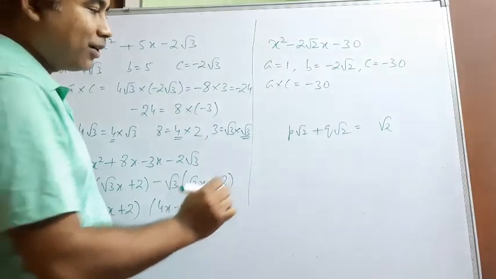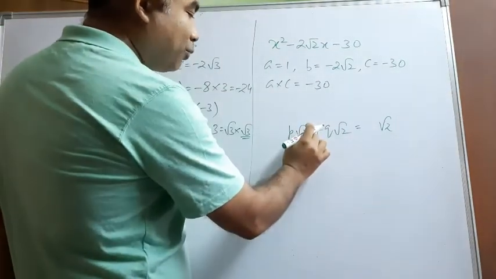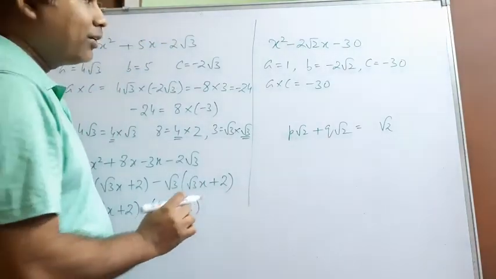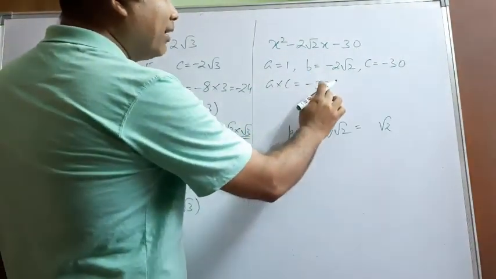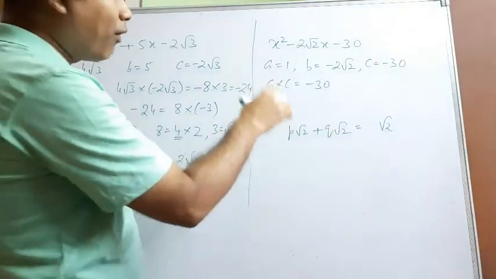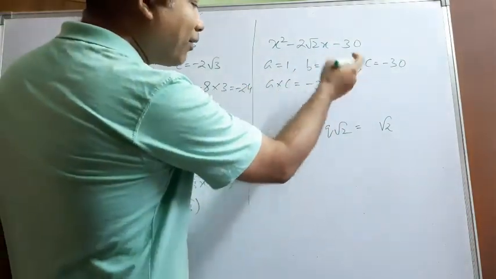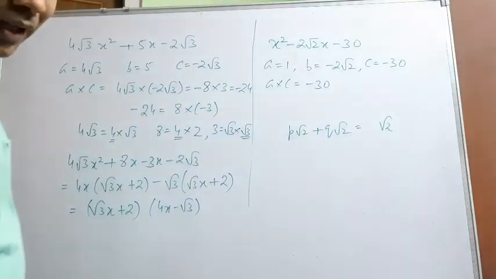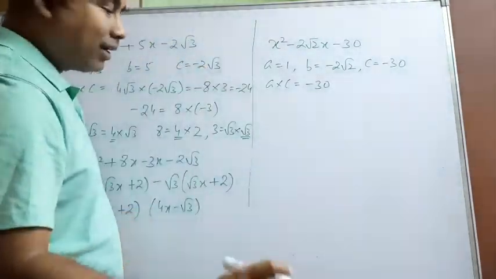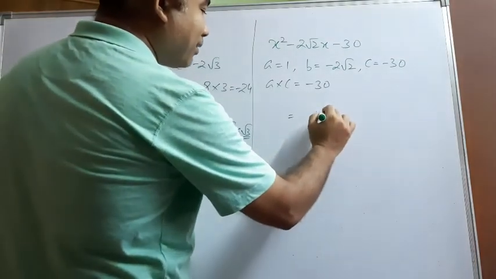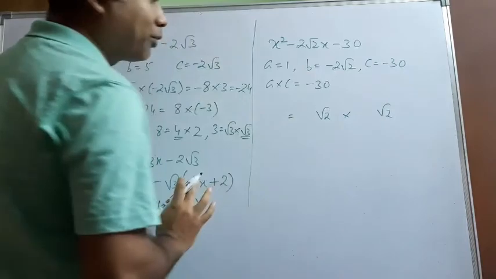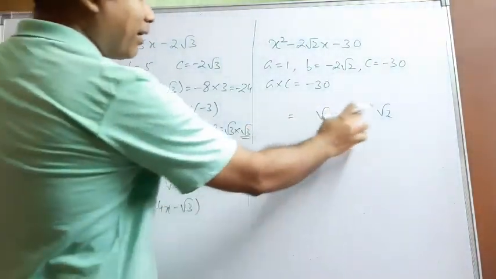Yes, clear? So if two numbers have 2 under root, then in their sum you can get 2 under root. So we have to factorize 30, and whatever the two factors are there, they should have root over 2. Why? Because when you add them, then only you can get root over 2. So minus 30 you have to factorize in such a way that something into root 2, something into root 2.